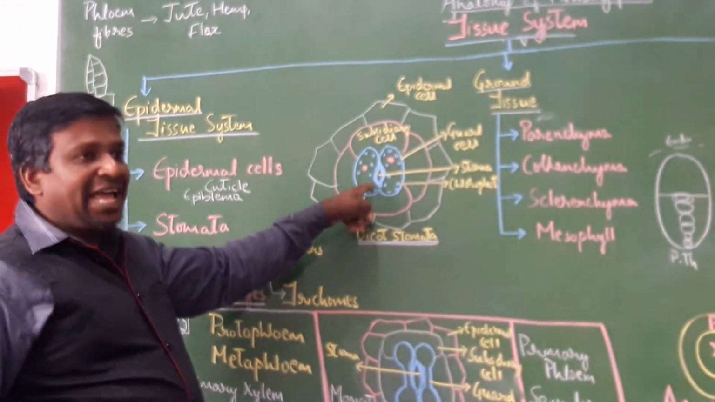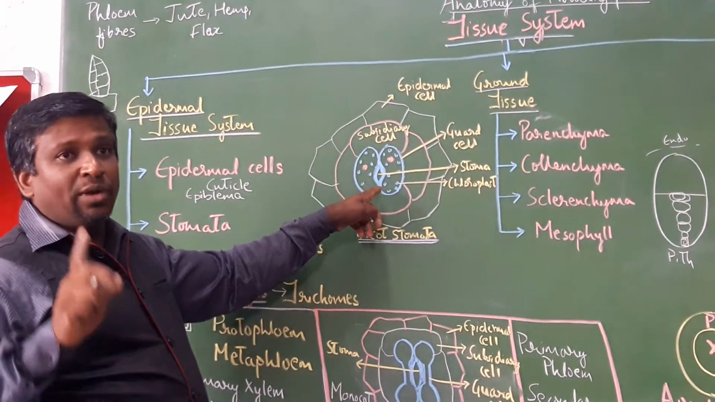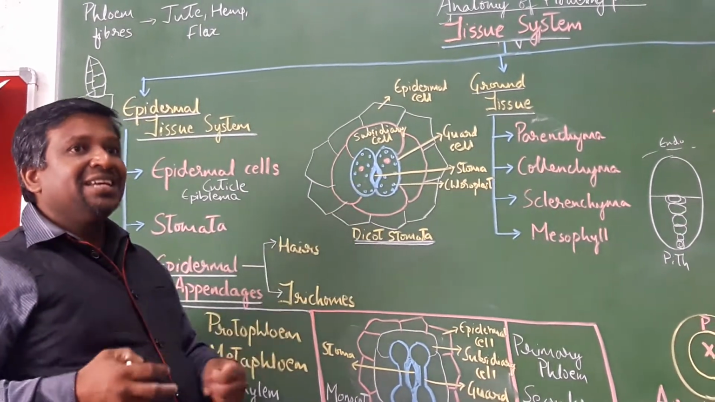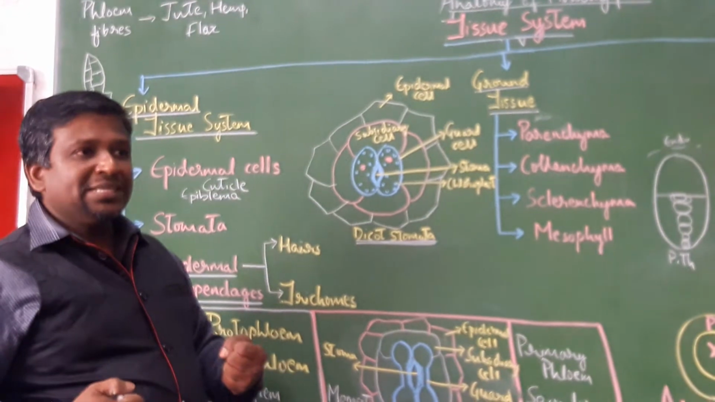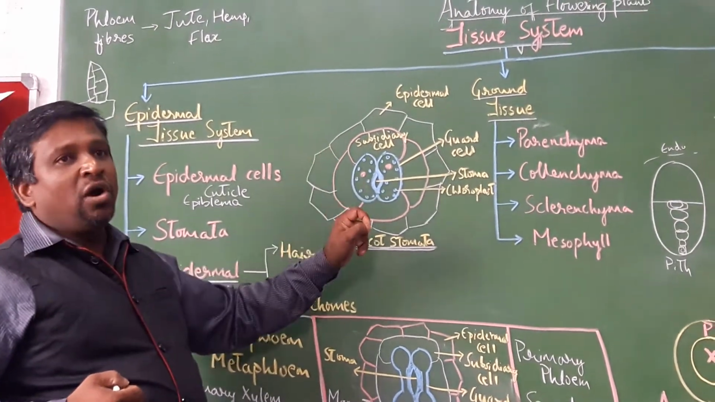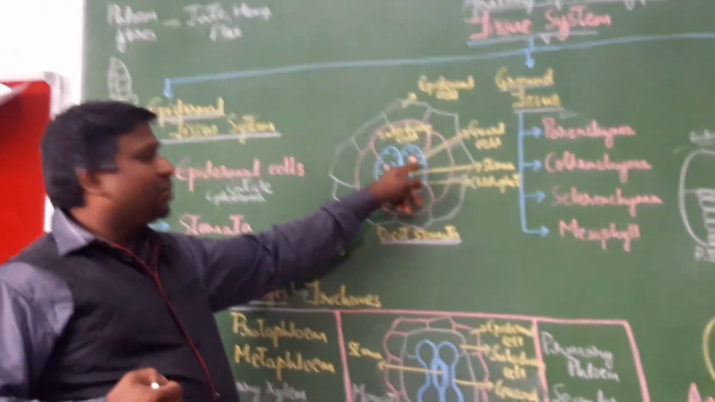Even the guard cells have chloroplast. That you have to remember. And the inner wall of this guard cell is thick. Inner wall is thick. The outer layer of the guard cell is a thin wall. They have a nucleus. This is the nucleus.